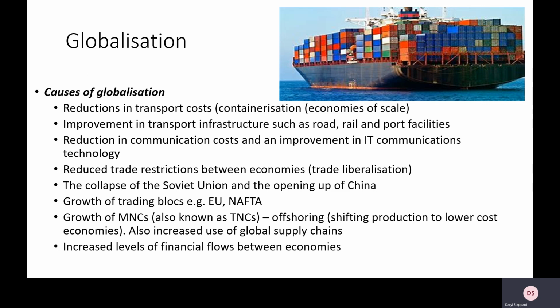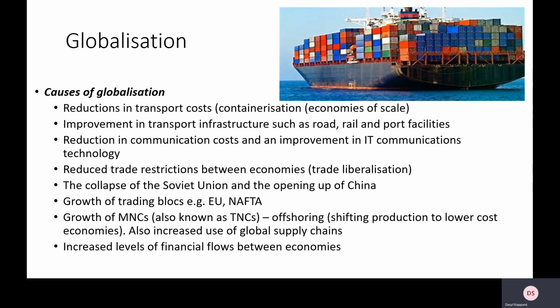We've also had the growth of trading blocs. So the European Union, for example, they have members. They promote the movement of people between members as well. And that promotes more trade and more globalization, at least on a regional level. NAFTA is another example I've put down there, which is the North American Free Trade Agreement or Association. And this is Canada, America and Mexico increasingly opening up their trade with each other.